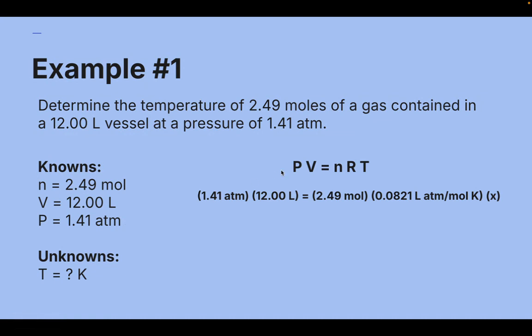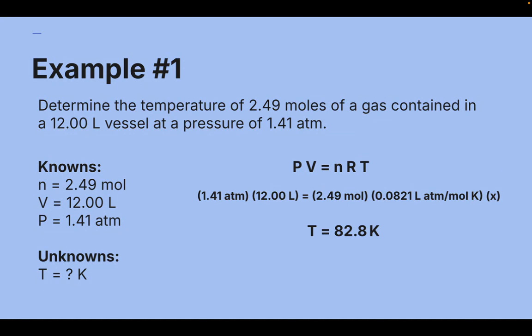So I plug in the pressure for P, the volume for V, that's equal to our moles for n, R is our gas constant, and we're solving for T, so I put an X in for T. Hopefully we can solve this for X. Yes, we can multiply these two numbers, and then divide the two to get X by itself. And you should find that the temperature comes out to 82.8 Kelvin.